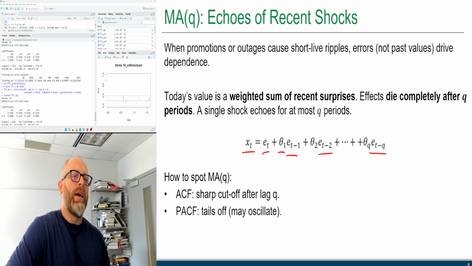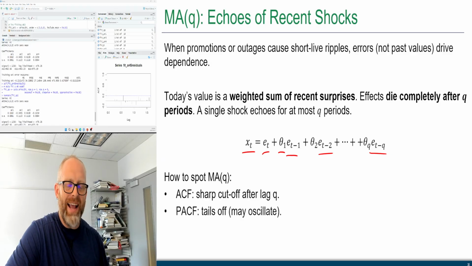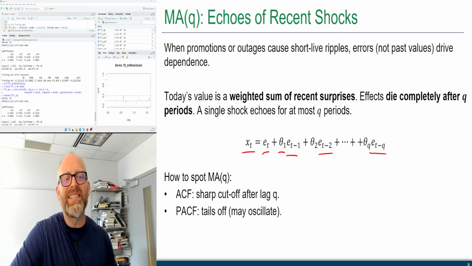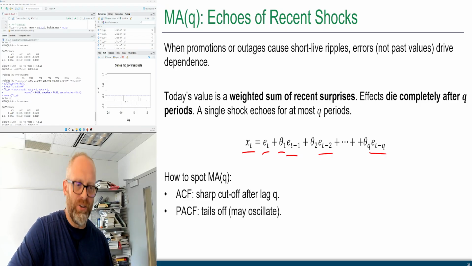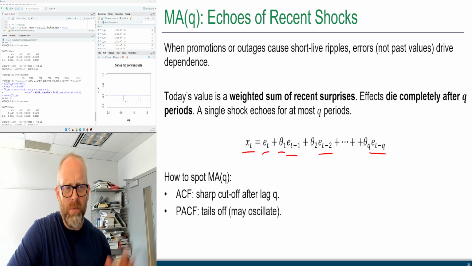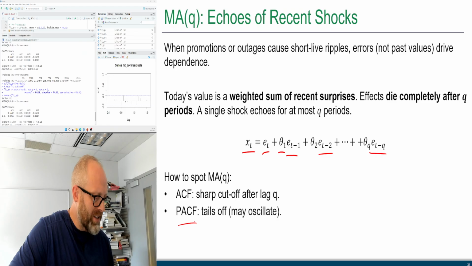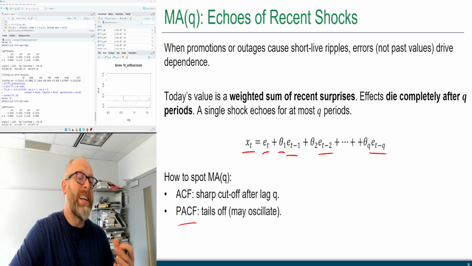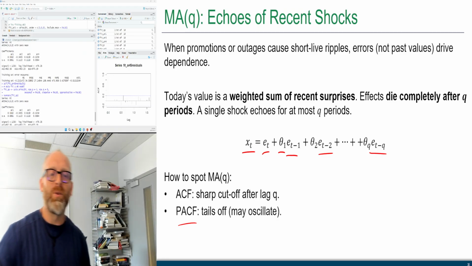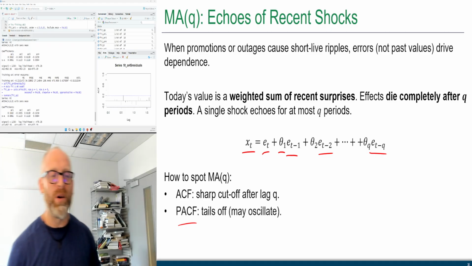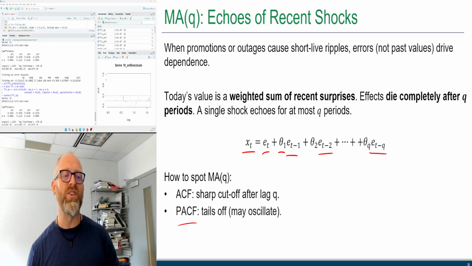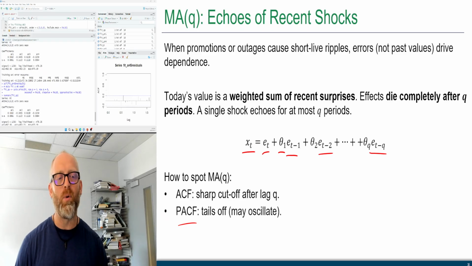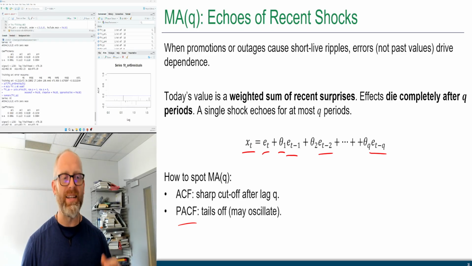So when we have sharp cutoffs on the ACF after a specific lag, this is telling us that we need a moving average model. The PACF, what's going to happen there? It's going to tail off, or it might oscillate. So again, it's not going to be a quick dying off at this point in time. We'll see a quick jump in terms of q, but we'll see an oscillation up to that point for the PACF.